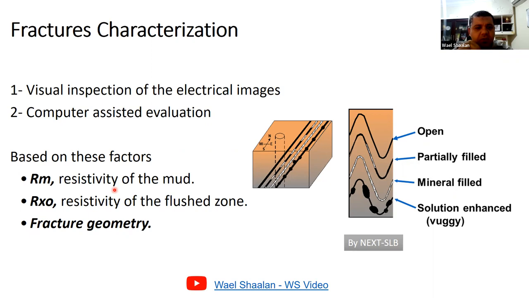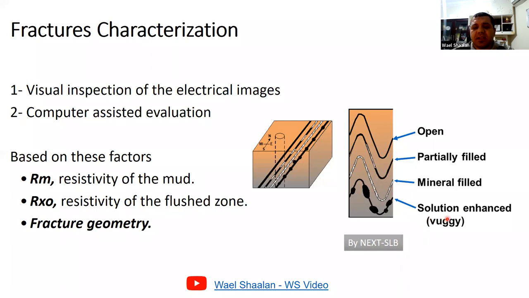And finally, the fracture geometry itself, how it looks like. Is it continuous? Is it discontinuous? Is it high angle? Is it low angle? And how much is it covering the borehole itself? Is it covering the entire hole or some of the hole? And so on. So usually we categorize the fractures based on opening into open fractures, simply open, and partially filled, where some areas are open and the others are mineralized or healed or filled by mineral, and totally healed or mineral filled, which is totally closed or tight.